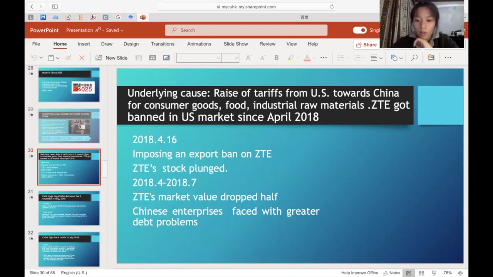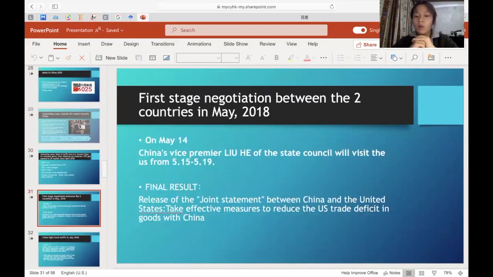Next, on May 14th, the Foreign Ministry announced that Liu He of the State Council will visit the US from May 15 to 19. The final result is the release of a joint statement between China and the United States, in which the two sides agreed to take effective measures to reduce the U.S. trade deficit in goods with China. It can be seen that the power of the U.S. in international trade indeed exists. At the same time, the U.S. feels China's bottom line. The two sides discussed expanding trade in manufactured goods and services and reached agreement on creating favorable conditions to encourage trade in these areas.